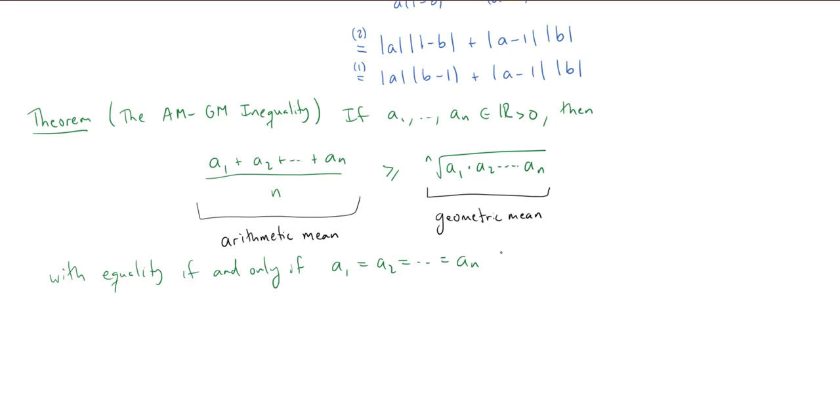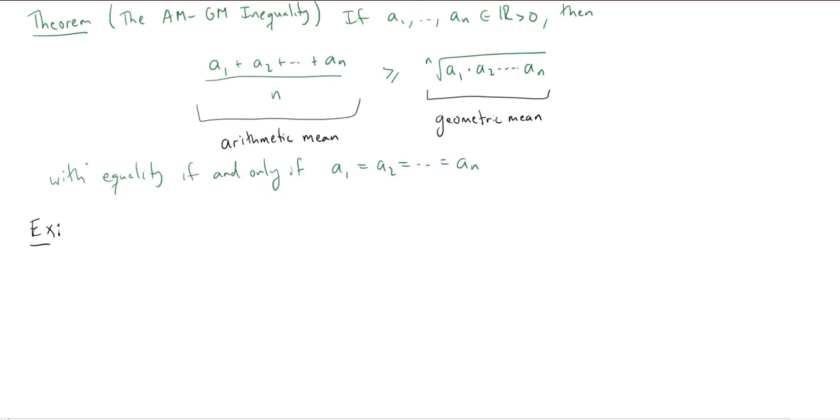All right, so let's see an example. How do we use this? Okay, so kind of a clever problem here. Let x be any real number. Look, I'm not even saying a positive real number, just any real number. I want to prove that if I look at x squared plus 2 divided by the square root of x squared plus 1, this is always at least 2.